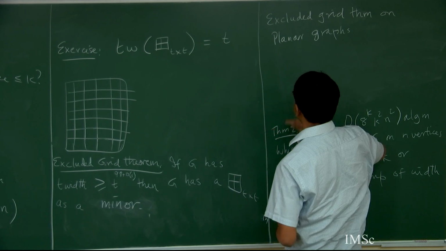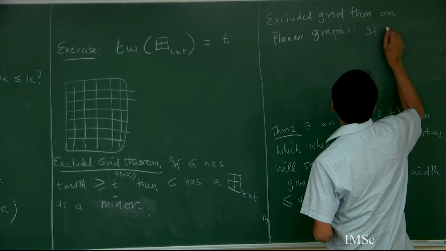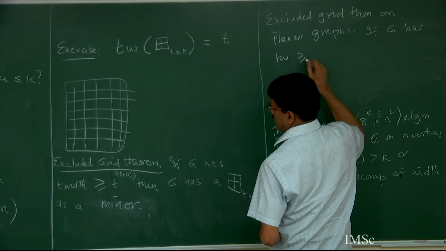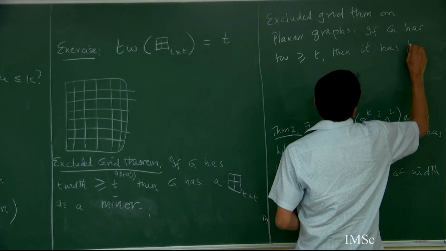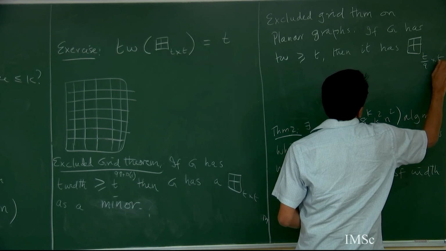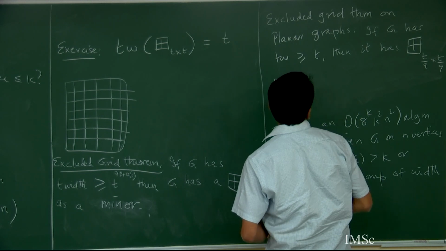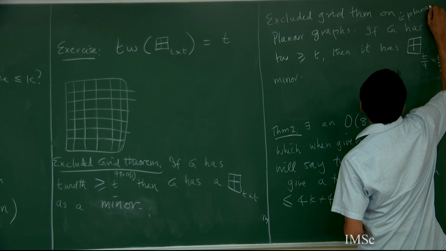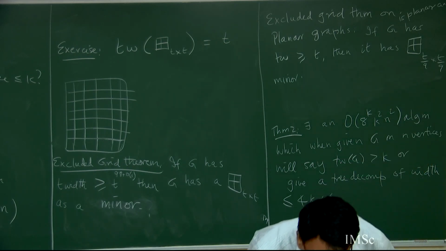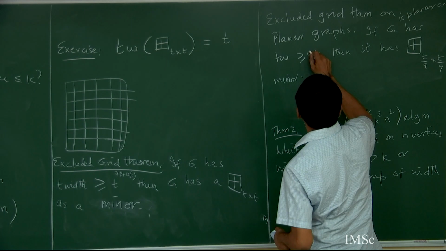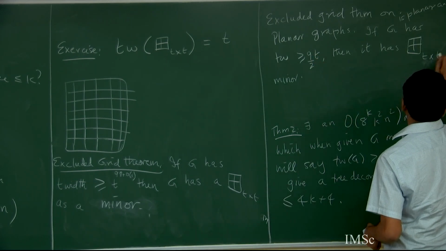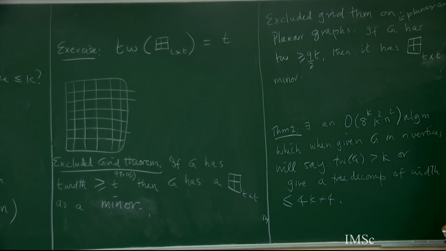The excluded grid theorem on planar graphs says that if G is planar and has treewidth greater than t, then it has a grid minor of size t by 9 or, essentially, 2t by 9. Okay, so this is useful.